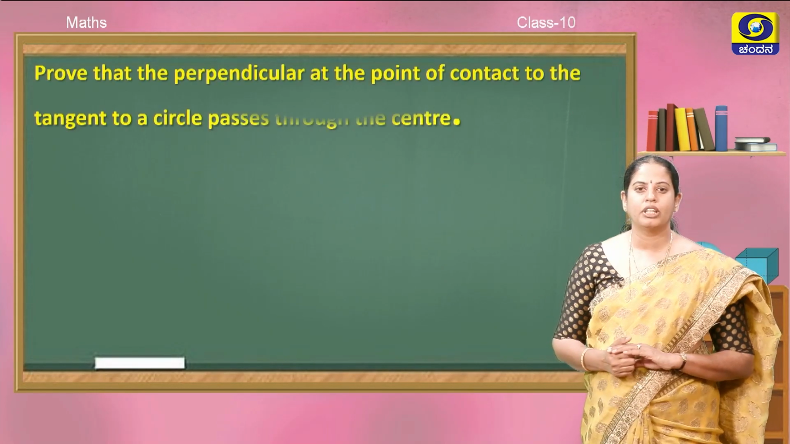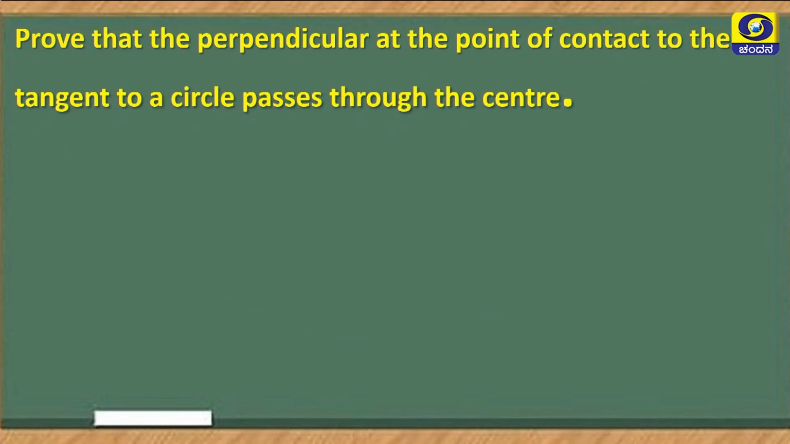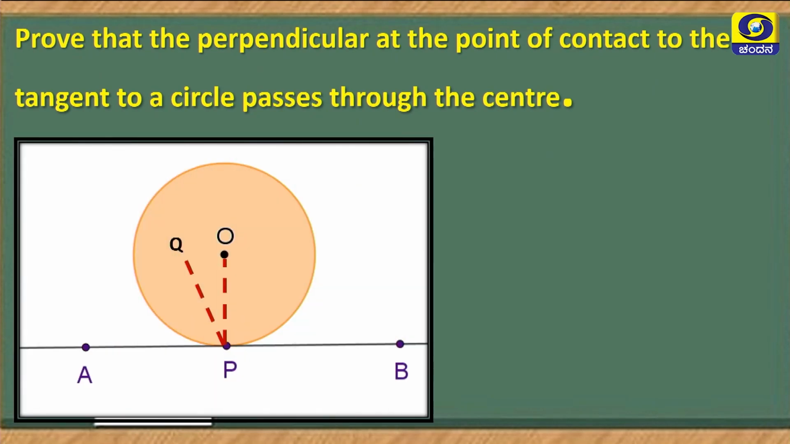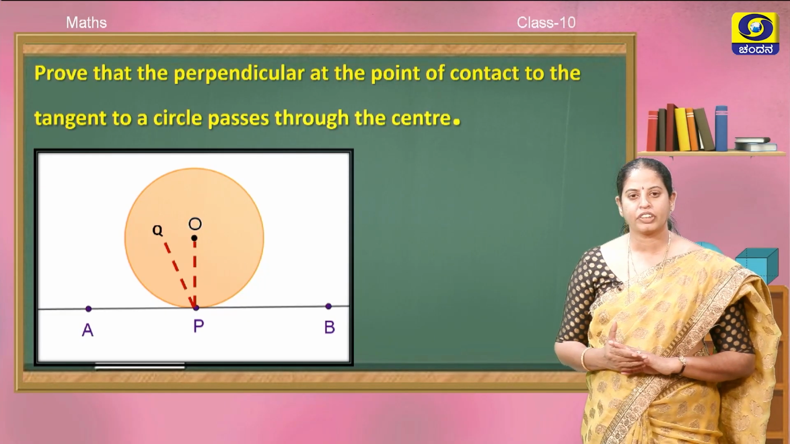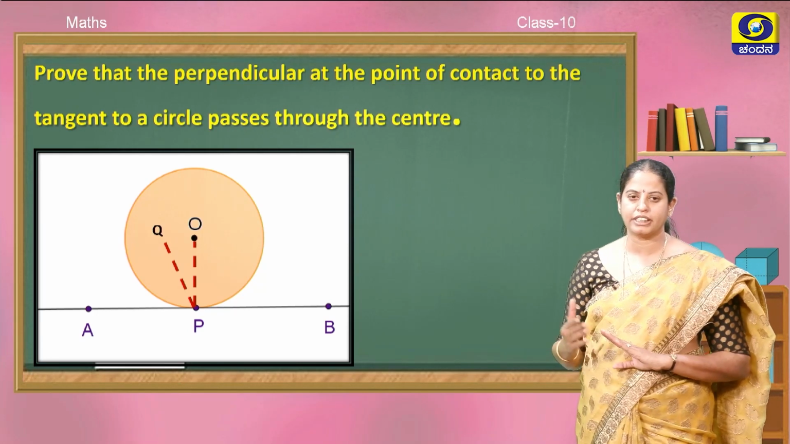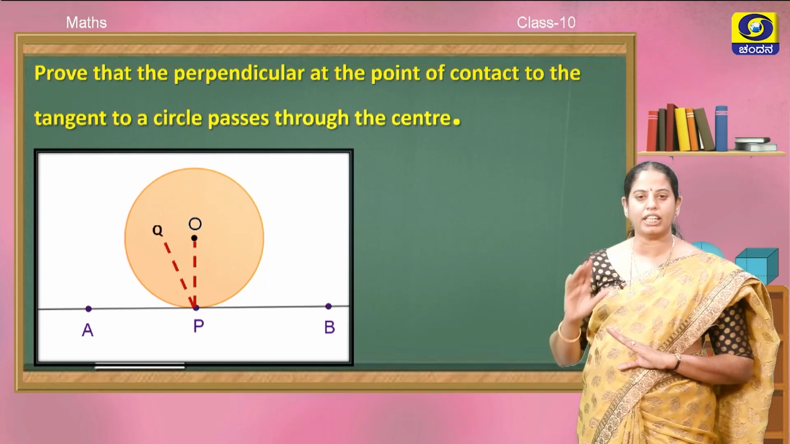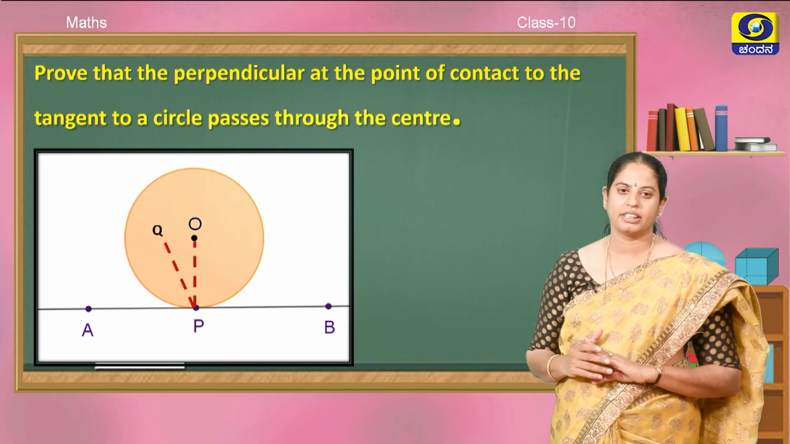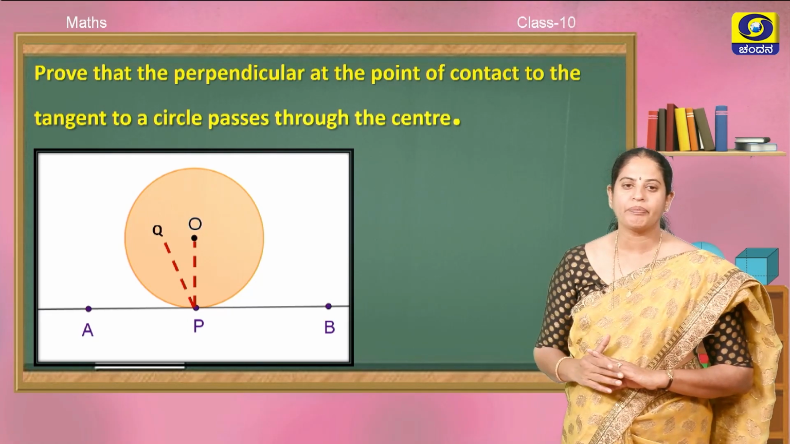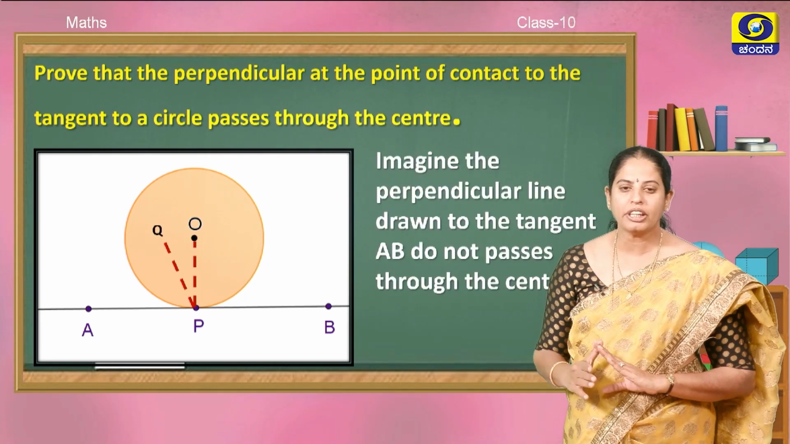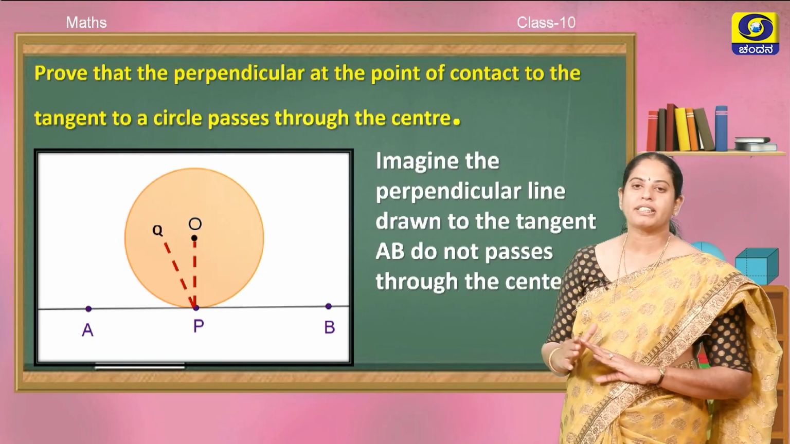Next problem, prove that the perpendicular at the point of contact to the tangent to a circle passes through the center. We have to prove that the perpendicular at the point of contact to the tangent to a circle passes through the center. Here OP is the perpendicular drawn to AB. If you consider OP is the perpendicular drawn to AB at the point of contact P, we have to show that OP passes through the center. If PQ is the line perpendicular to AB, then we have to show that QP passes through the center.